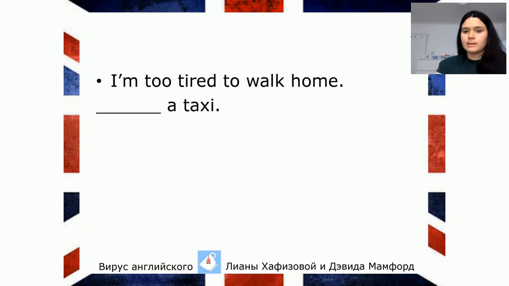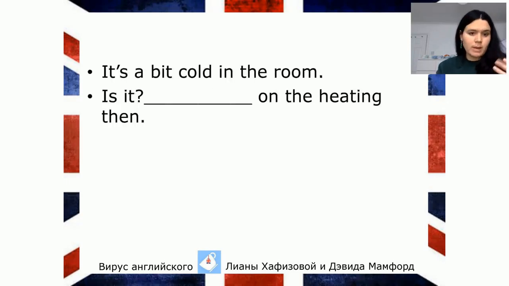The next example is, it's a bit cold in the room. Maybe someone came to visit you, or maybe it's your partner, and he or she says, it's a bit cold in the room. Is it? On the heating then. So first you need to guess what kind of verb, what kind of meaning that is. And then, Olga, please give us the full sentence, or at least the full gap that is missing.